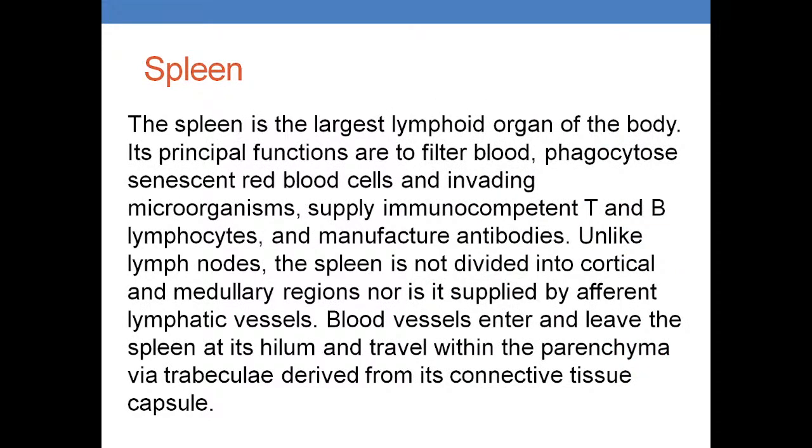Spleen. The spleen is the largest lymphoid organ of the body. Its principal functions are to filter blood, phagocytose senescent red blood cells and invading microorganisms, supply immunocompetent T and B lymphocytes, and manufacture antibodies. Unlike lymph nodes, the spleen isn't divided into cortical and medullary regions. Nor is it supplied by afferent lymphatic vessels.